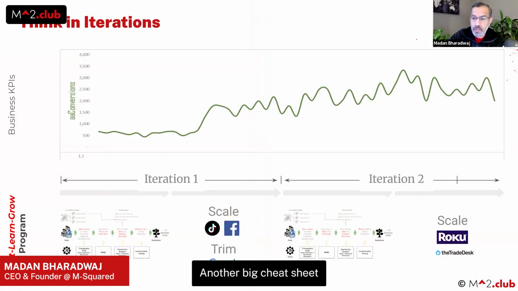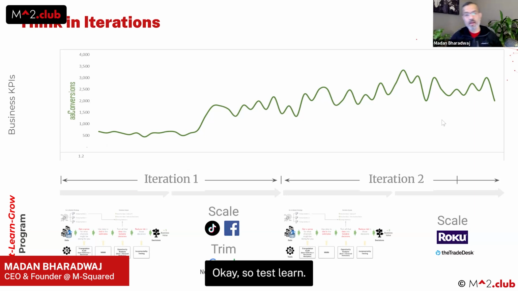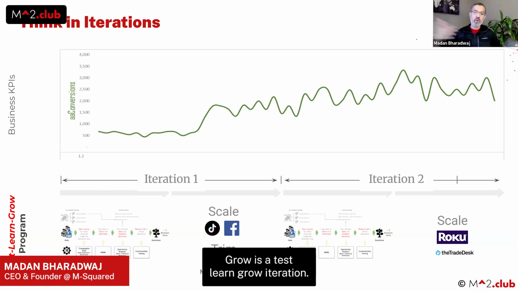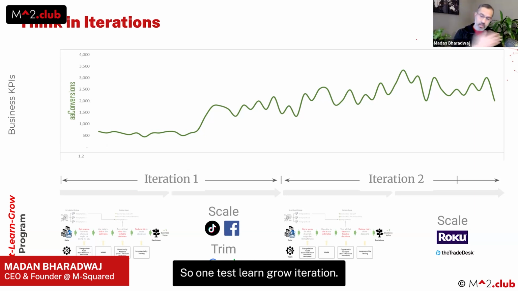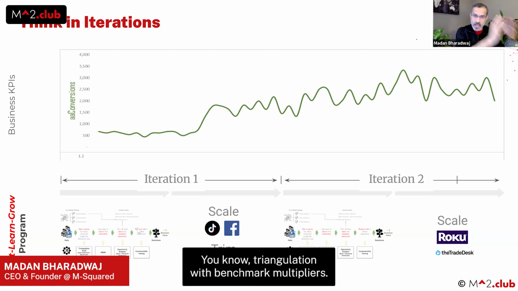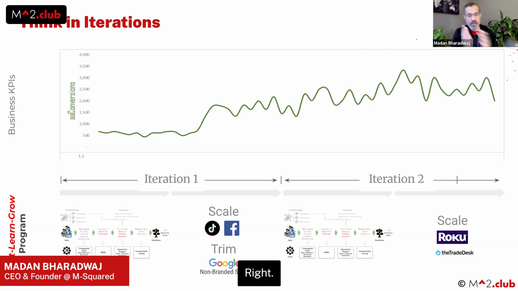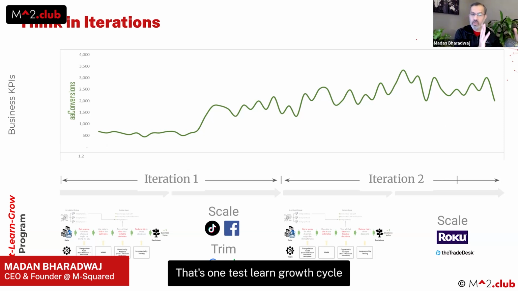All right. Another big cheat sheet, best practice, is to think of the entire thing in iterations. Okay. So a test, learn, grow iteration. So one test, learn, grow iteration, we talked about this best practice, remember? How do you make decisions? You go through triangulation with benchmark multipliers, then you do MMM, then you do a testable decision, then you test, then you scale, right? That's one test, learn, grow cycle.